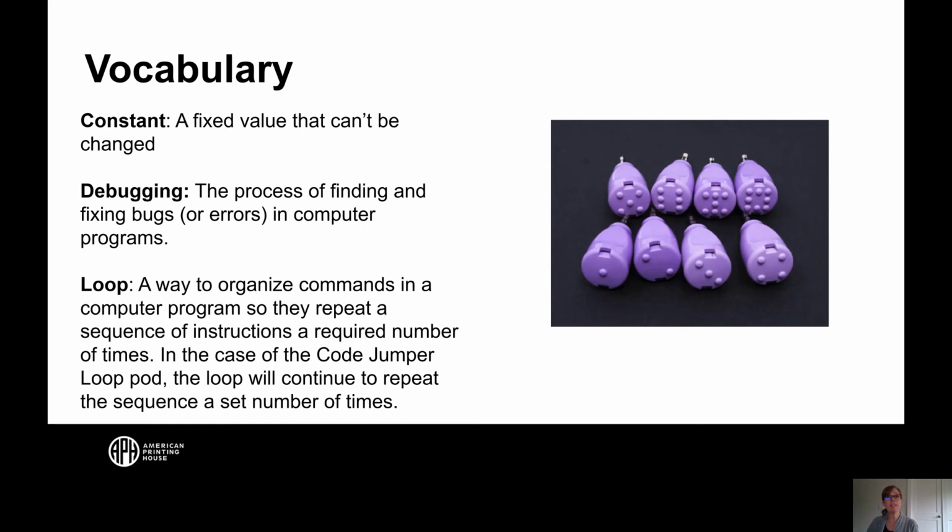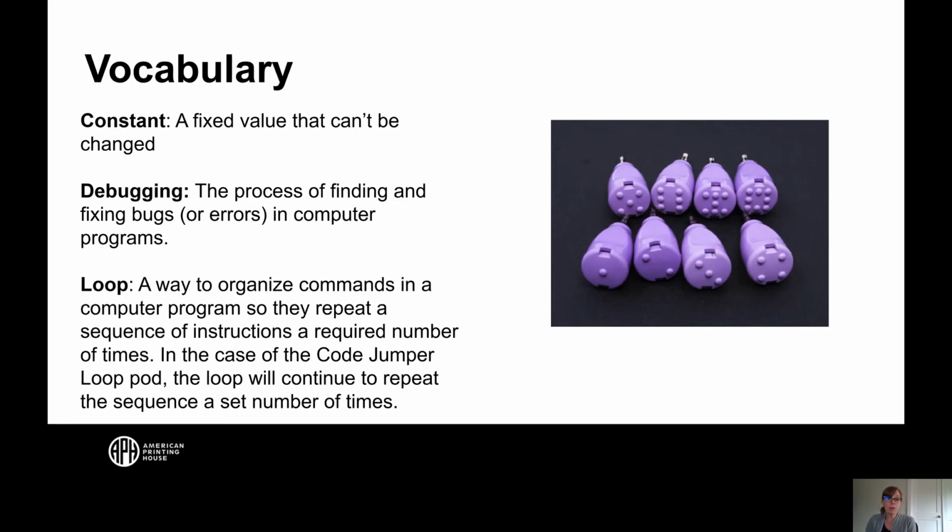So our lesson is about constants. A constant is a fixed value that cannot be changed. So what does that mean? Thinking about something that you can't change, your house has a specific number on it. If your number is 10, that's always going to be the house number.